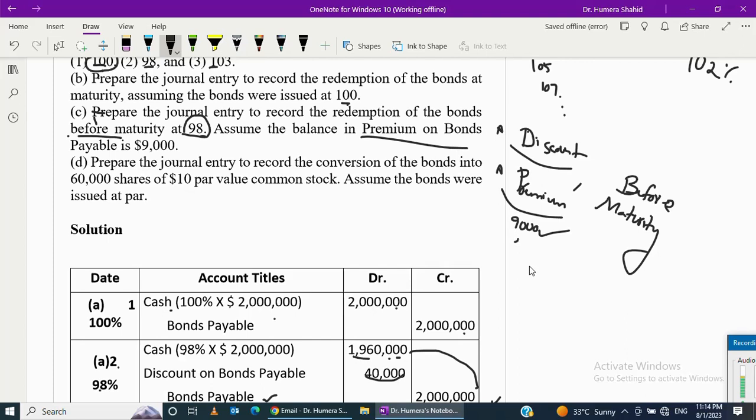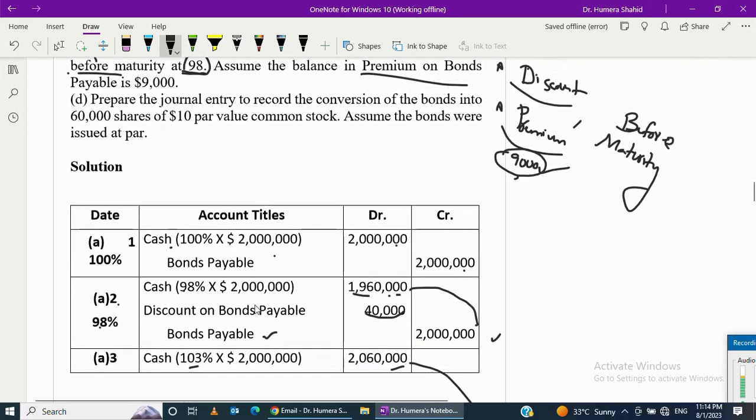So when you will remove these bonds from your books, you have to remove this 9,000 as well, because no more bonds, so no more their premium account. Okay, and how much money you are paying them? You are paying them 98. So 98 is the value of the bond which you are paying them.